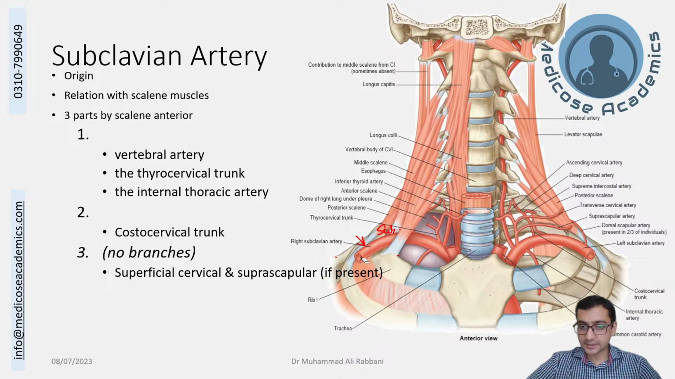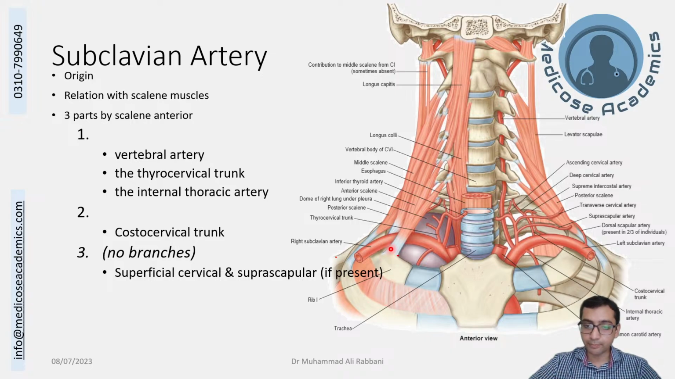So this is it. It has three parts. It is starting from here, it is ending here. It has three parts, and we have discussed multiple times now that it is behind the scalenus anterior. I discussed this with you in a previous lecture also. The relation with the scalenus anterior is very commonly asked. So a question can come like, the artery is anterior to the scalenus medius, the artery is posterior to the scalenus anterior.